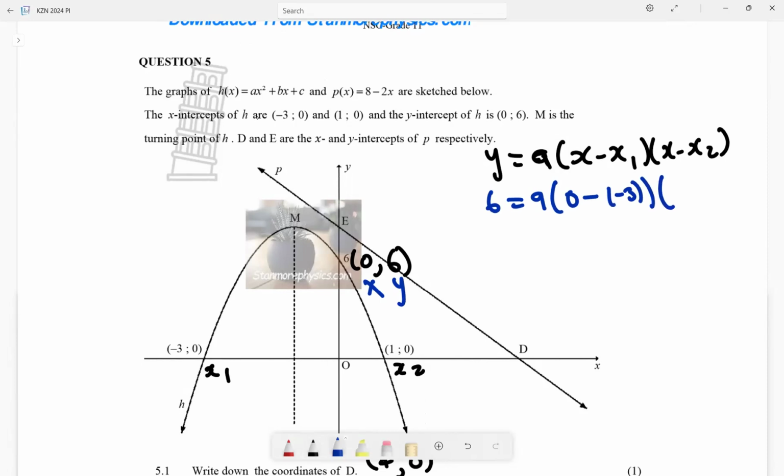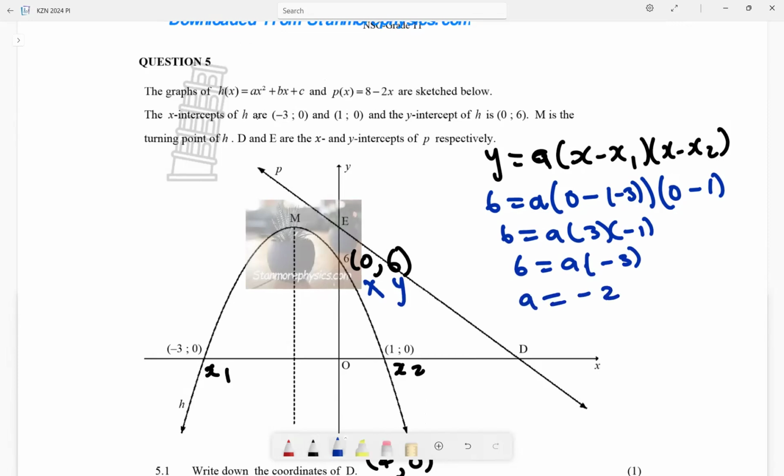Then x is 0 minus x2. X2 is 1. Then we have 6 equals a times (0 plus 3) times (0 minus 1). So 3 multiplied by negative 1 is negative 3, so 6 equals a multiplied by negative 3. So I divide by negative 3, I get a is equal to negative 2.